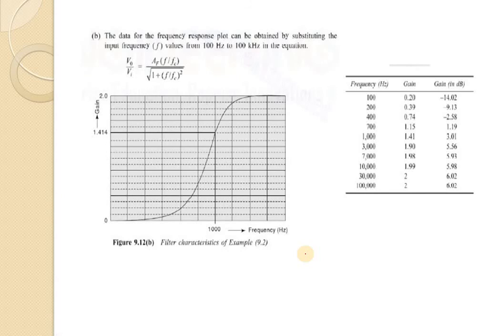Now all the data for the frequency response plot can be obtained by substituting the input frequency F values from 100 Hz to 100 kilohertz in the equation. So we have put all these values, and using this relation we have calculated the gain and then converted the gain to dB, and now we will put all these values in the graph, and we are getting the relationship of high pass filter in these graphical characteristics.